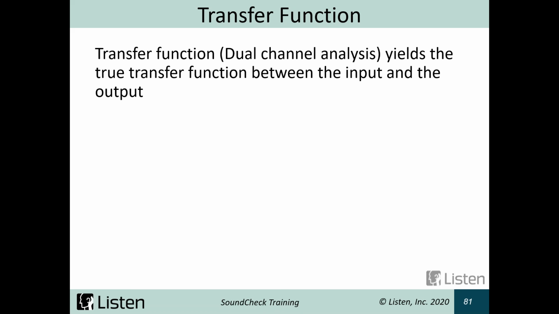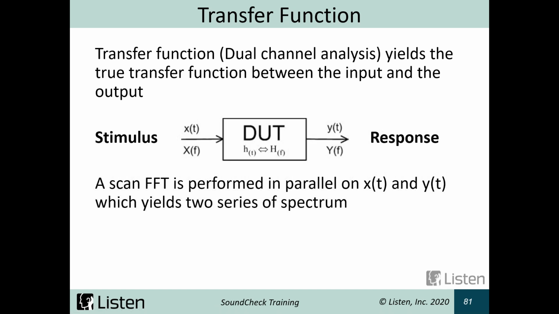Transfer function, which is also known as dual channel analysis, is going to yield the true transfer function between the input and the output. So we have a stimulus, we have a response, and FFT is performed in parallel on both the stimulus and the response, which yields 2 series of spectrums. So transfer function is really meant to be used with 2 waveforms. It's trying to compare the input versus the output.